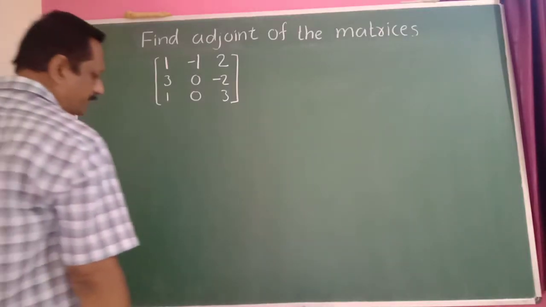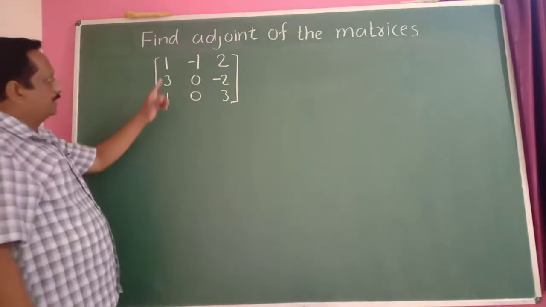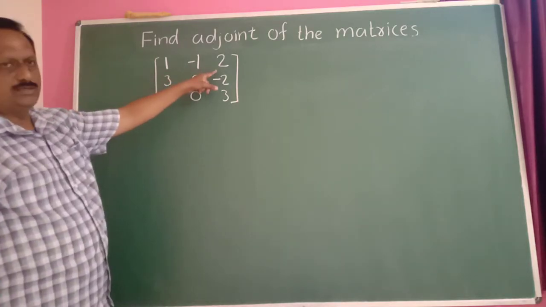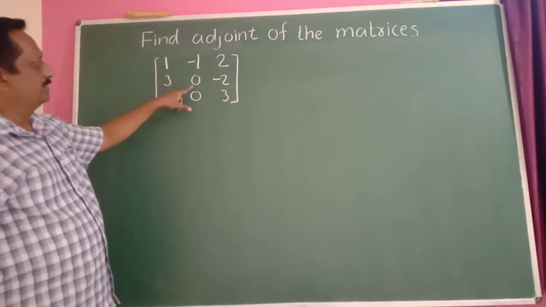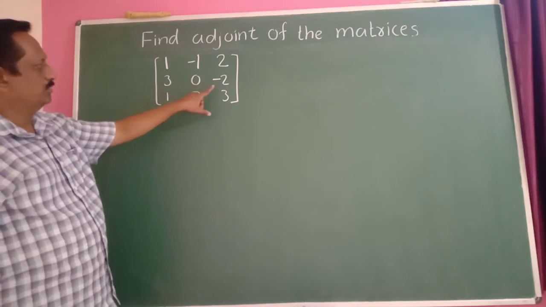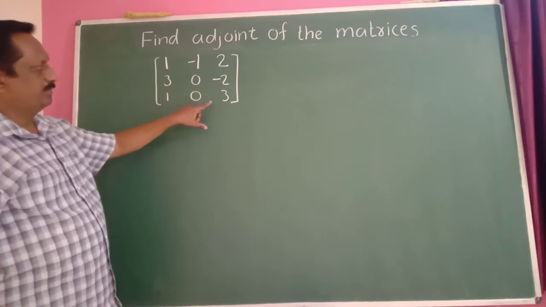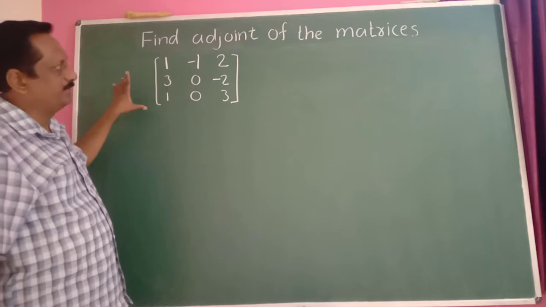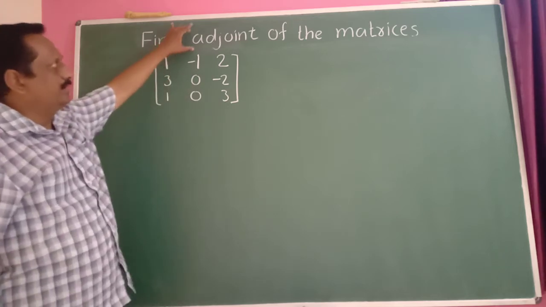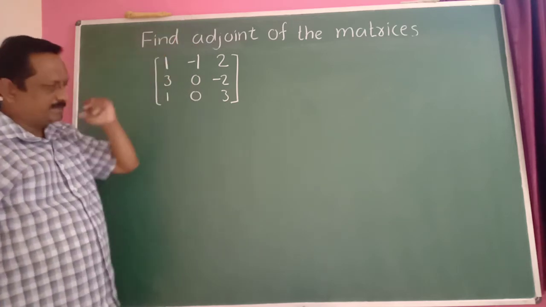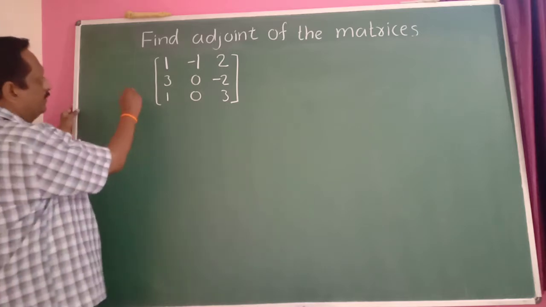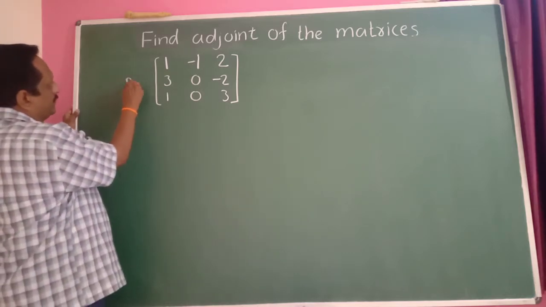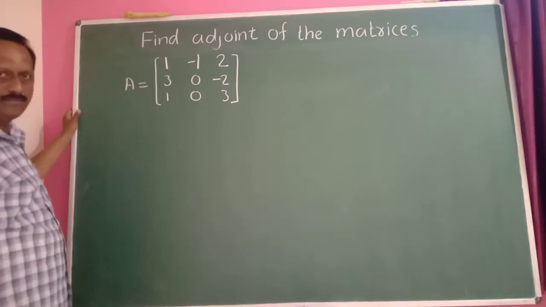Okay. Second example here. 1, minus 1, plus 2. 3, 0, minus 2. 1, 0, plus 3. This is the given matrix here. Find the adjoint of the matrix. Just take the previous example here. Take the given matrix as A. A is equal to this one.